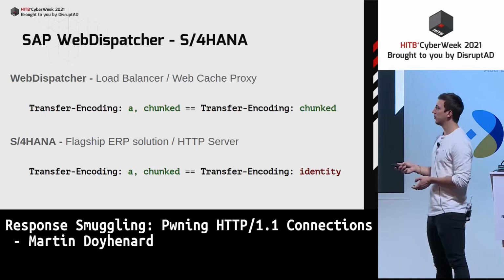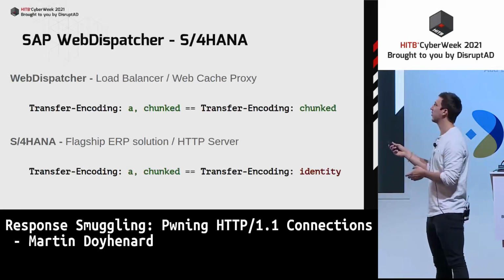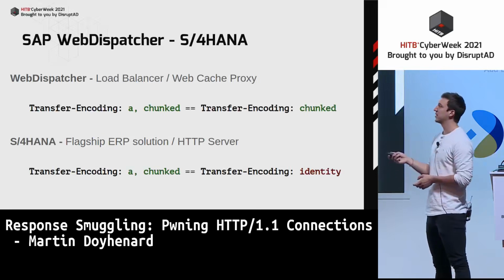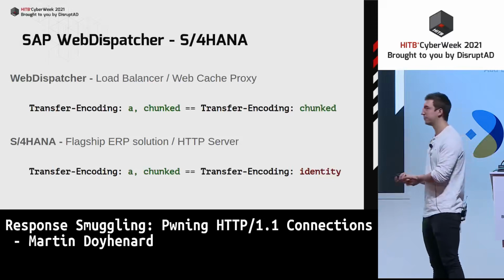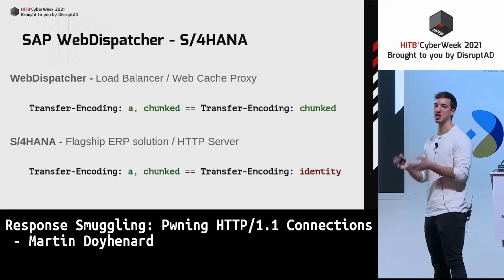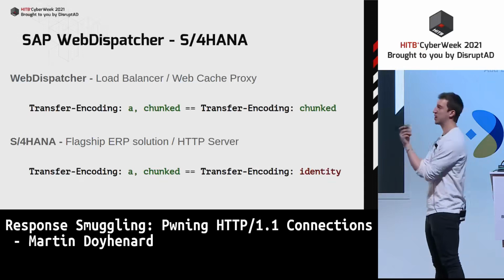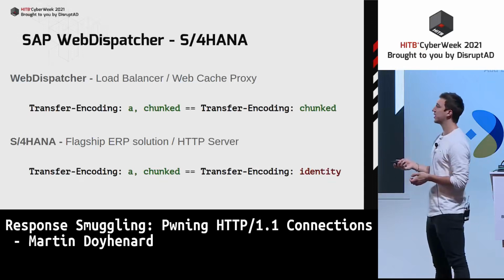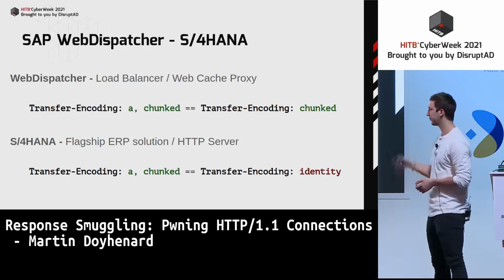But this is not true, or it will not convert it, it will not forward it like this, but it will consider that the transfer encoding is chunk. But the backend, which is an SAP S/4HANA, the new flagship ERP solution of SAP, and it's an HTTP server. This also works for other SAP HTTP server versions. In this case, the transfer encoding will not be converted to chunk, but instead it will be considered to be identity, which is the same as saying, let's only use the content length.